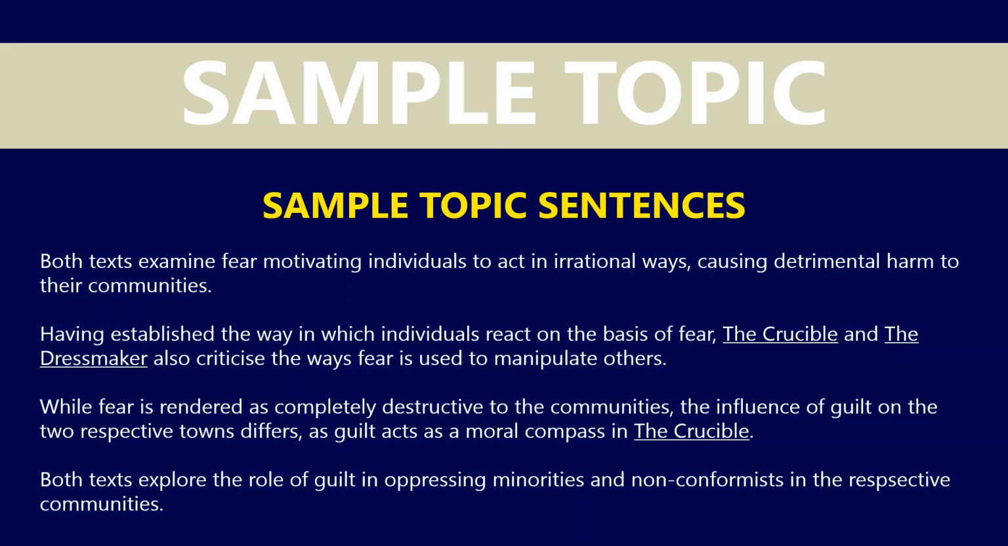So let's have a think about some sample topic sentences. Again, these relate to different ideas based on those key themes. Both texts examine fear motivating individuals to act in irrational ways, causing detrimental harm to their communities. Having established the way in which individuals react on the basis of fear, The Crucible and The Dressmaker also criticise the way fear is used to manipulate others. While fear is rendered as completely destructive to the communities, the influence of guilt on the two respective towns differs, as guilt acts as a moral compass in The Crucible. Both texts explore the role of guilt in oppressing minorities and nonconformists in the respective communities.